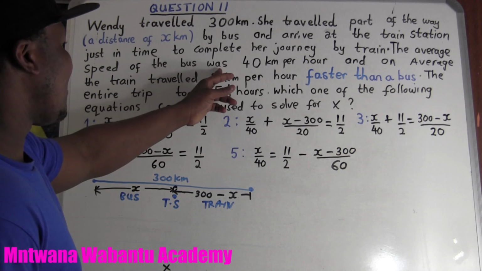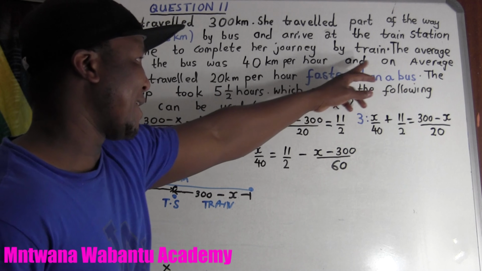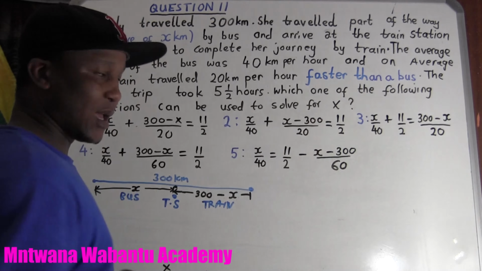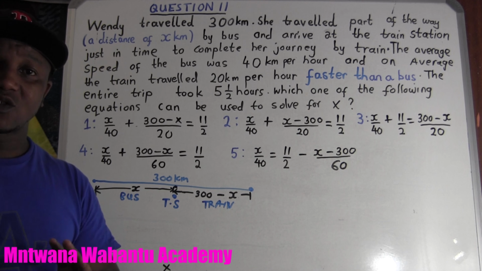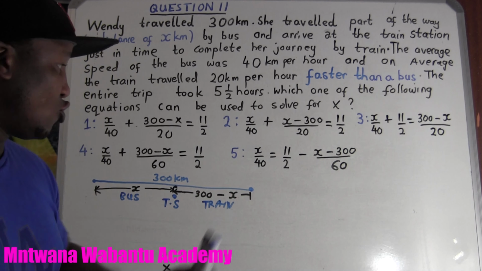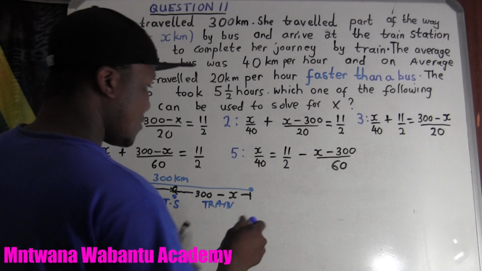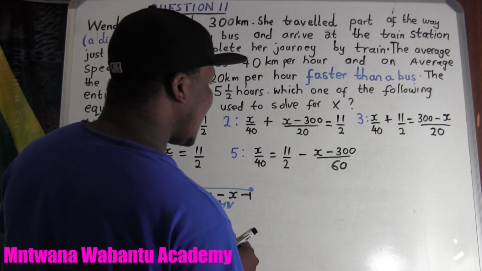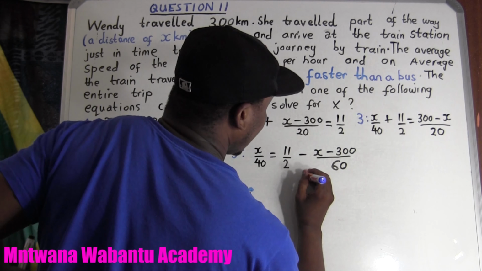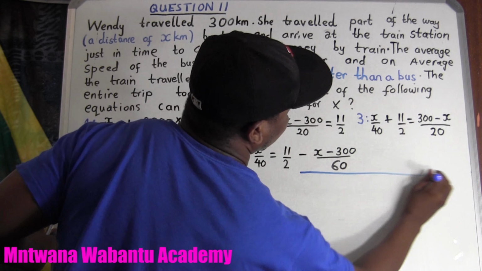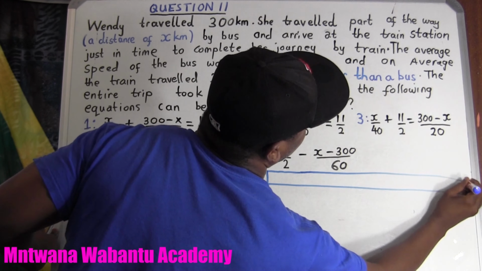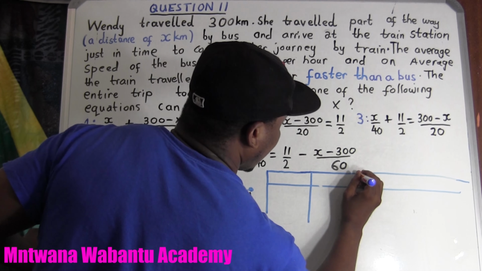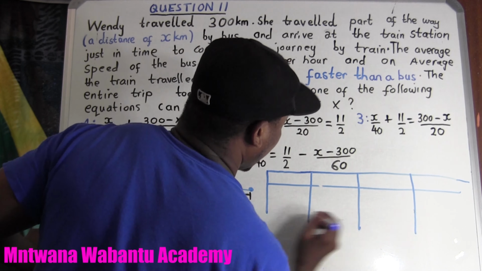Now, what do they want? The average speed of the bus was 40 kilometers per hour on average. So there's a lot of information here. So let me show you the easy way you can solve this question. The easy way: draw your table, construct your table. So I'm going to construct my table here. Okay, table.